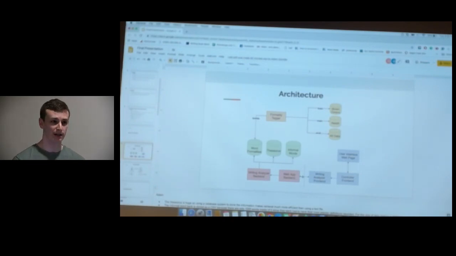The web app backend is responsible for routing API requests to their appropriate location. And the writing analyzer backend, right here, is the piece that actually does the analysis. It will iterate over all the words in the writing sample and find the ones which are informal, which it does by checking against the informal words list that we have right here.